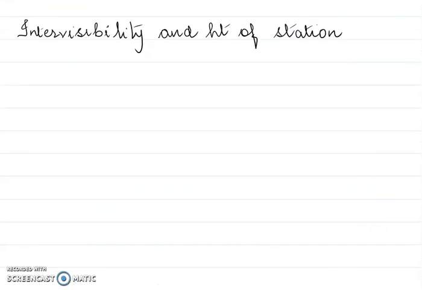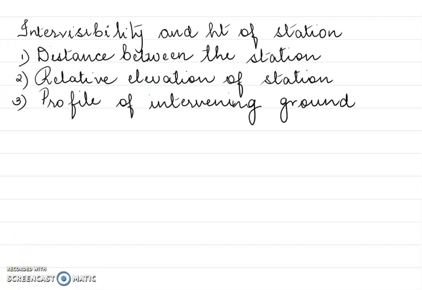And the next thing is intervisibility and height of station. Now we've already discussed that when you are setting up triangulation stations, they should be selected in commanding areas. They should be very conspicuous. They should be at the peaks, whatever are the higher levels of the ground. Now, intervisibility of any 2 points is affected majorly by 3 things. Which are these 3 things? The distance between the stations, relative elevation of stations, and profile of intervening ground.